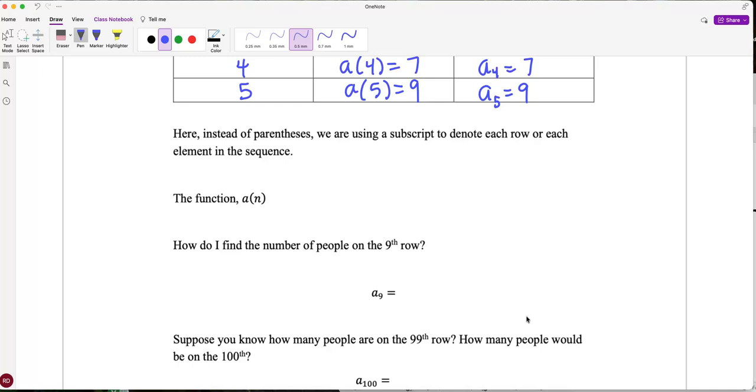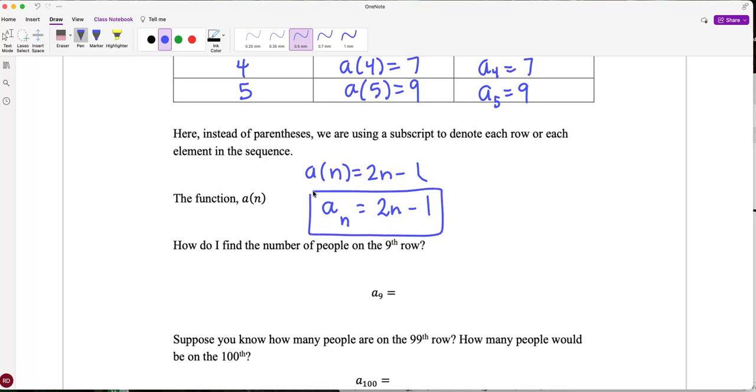Okay, so if I look at this function A of n, we said that A of n is 2n minus 1. So we're just going to use a subscript: An is equal to 2n minus 1. So if I wanted to find out how many people were in the 9th row, I would just use this formula. A9 is going to be 2 times 9 minus 1, which is 17.